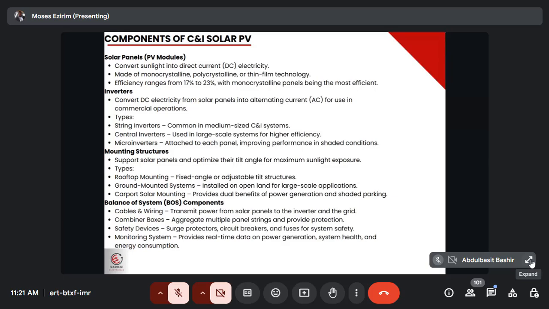Now, safety devices, like I mentioned, surge protector, circuit breaker, fuses, they are very, very important for the safety of your equipment. All right. Now, monitoring system. It is good for you to be able to monitor your system so that you will know when to do maintenance or not. Now, maintenance in C&I is very, very important.